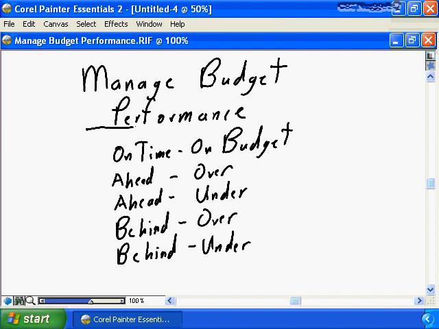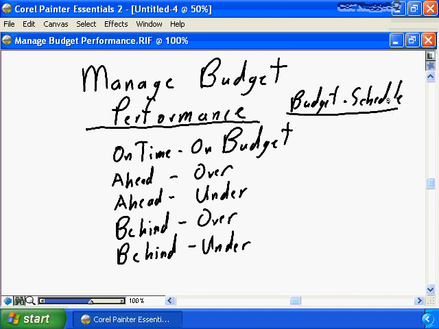In managing the budget performance, we actually tie budget and schedule together. Simply knowing whether you're on budget, ahead of budget, behind budget, it's an interesting fact, but it doesn't mean much unless you put it into relationship with schedule. The same thing, being ahead of schedule, being behind schedule is an interesting fact, but when combined with budget, it gives you more interesting information.